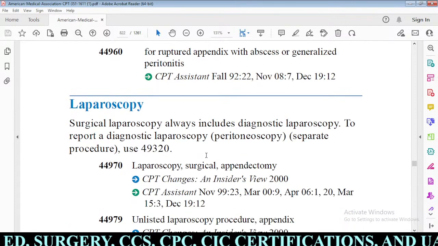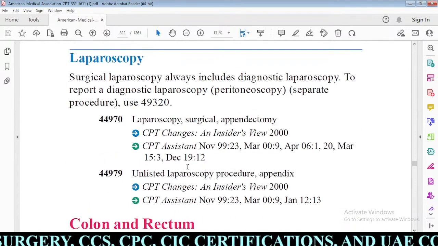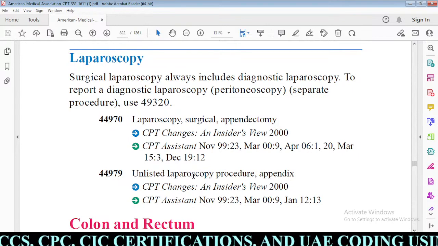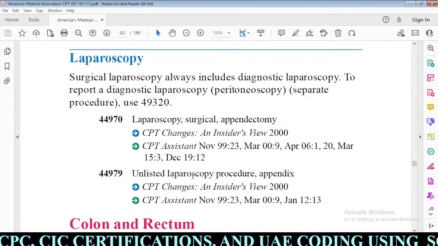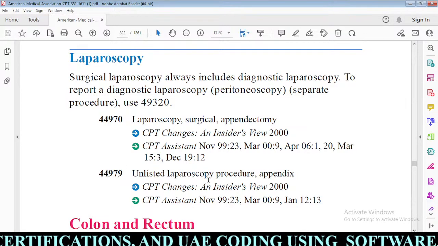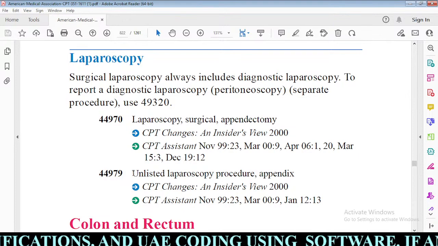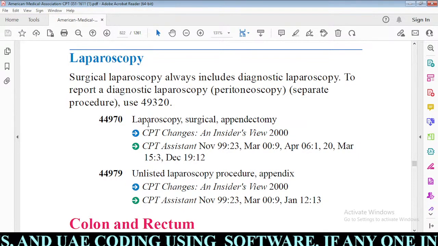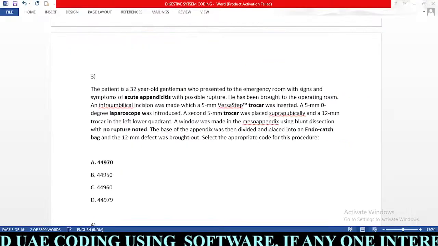We will check 44979. So it is an unlisted laparoscopic procedure. But whenever we have a suitable procedure, we will not code an unlisted procedure. So we will eliminate D also. So we are left with 44970, which is A. So here our answer is A.